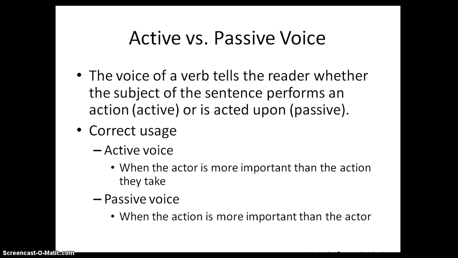Active versus passive voice. The voice of a verb tells the reader whether the subject of the sentence performs an action, as in active, or is acted upon, as in passive. Correct usage. Active voice is used when the actor is more important than the action they take. Passive voice is used when the action is more important than the actor.